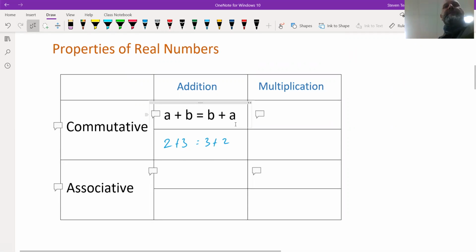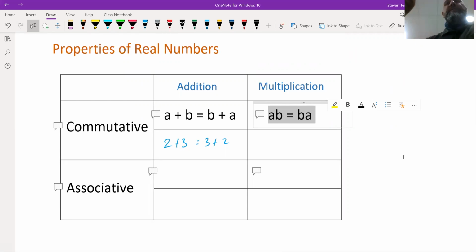It's the same distance. If you talk about multiplication, the commutative property for multiplication would look like A times B. Is that the same thing as B times A? And of course that is. That is the same thing. And again, if I use 2 times 3, that's the same thing as 3 times 2.